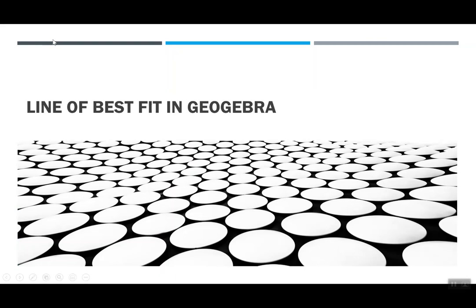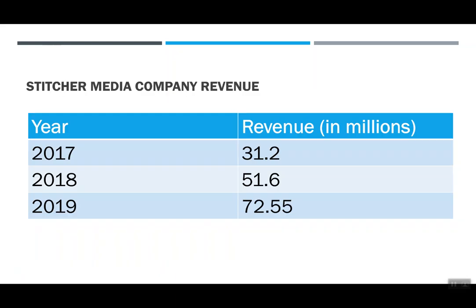Hi everyone, today we're going to look at how to construct a line of best fit using Geogebra. So let's start with the situation. Let's say that we looked at Stitcher Media Company and looked at their revenue over the past few years. So in 2017, we can see they had a revenue of $31.2 million. In 2018, they had a revenue of $51.6 million. And then in 2019, they had a revenue of $72.55 million.